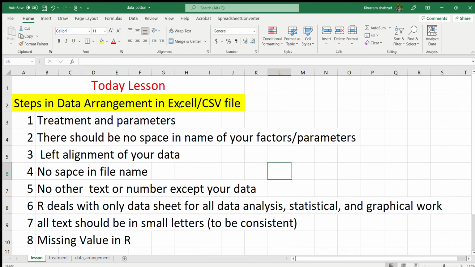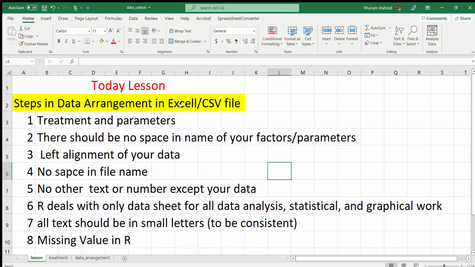Hello friends, in today's lesson we will discuss how we can manage our research data in an Excel or CSV file for analysis in R. R gives errors when your data is not properly arranged in the data sheet. I can say that most errors come from improper entry of data in the Excel sheet. So in today's lesson we will explain how you can arrange data in the proper way to reduce the chances of errors in your R script.